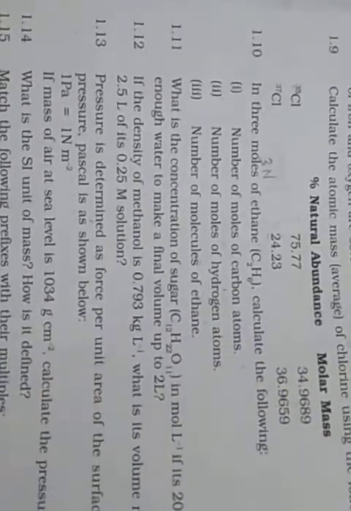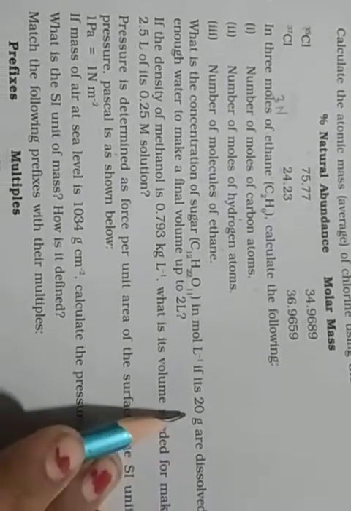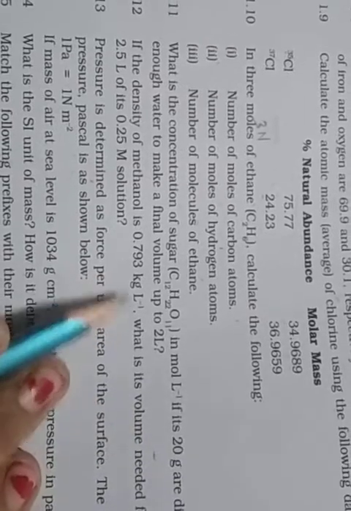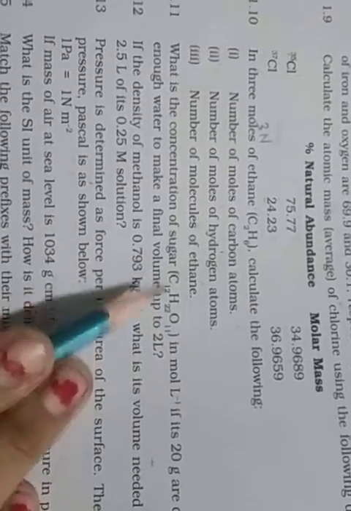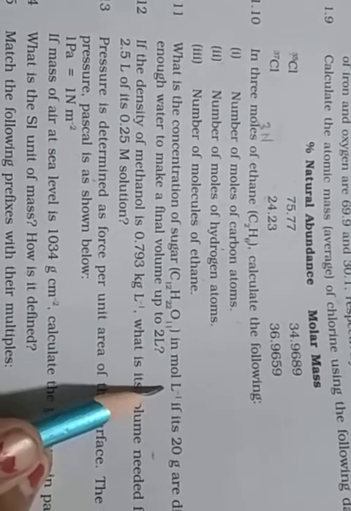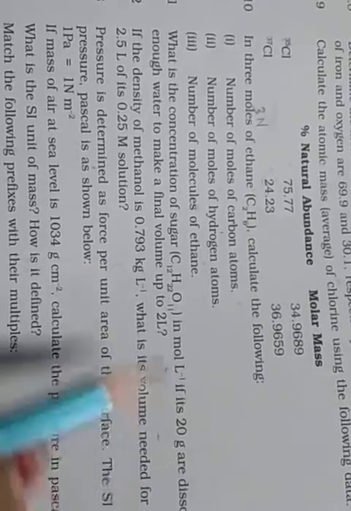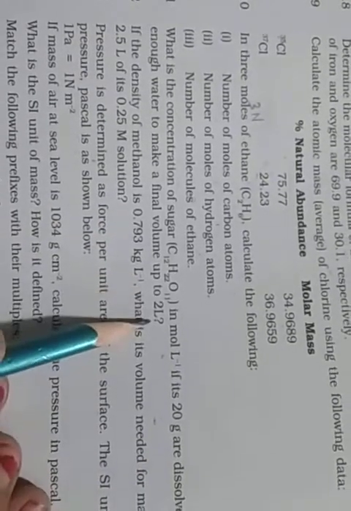Question number 11. What is the concentration of the sugar in mole per liter if its 20 gram are dissolved in enough water to make a final volume up to 2 liter? What is the concentration of the sugar C12H22O11 in mole per liter? Okay, and 20 gram small m are given. So enough water to make a final volume up to 2 liter.